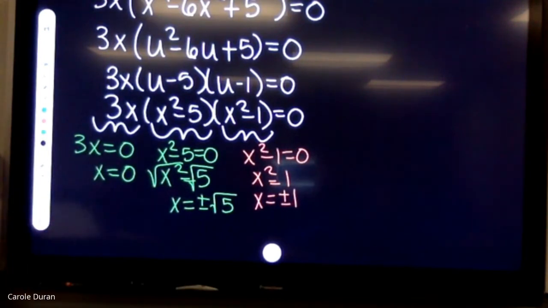Why is it plus and minus? Because negative 2 times negative 2 equals 4, but so does 2 times 2. So we have to include both the positive and the negative options, because I don't know what it originally started with.